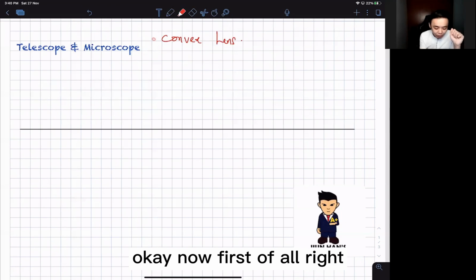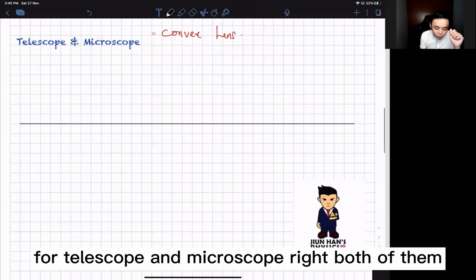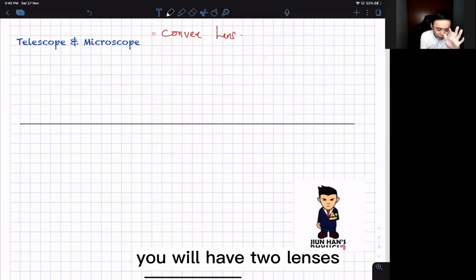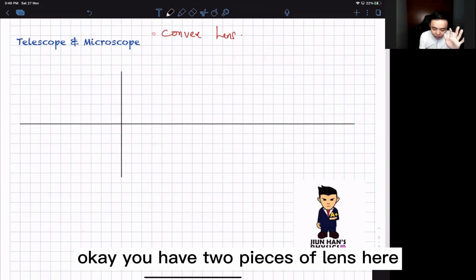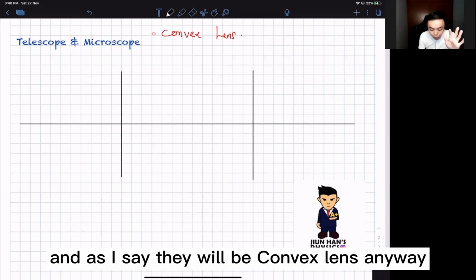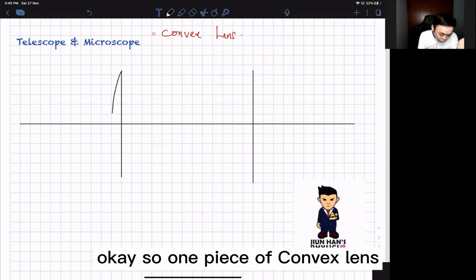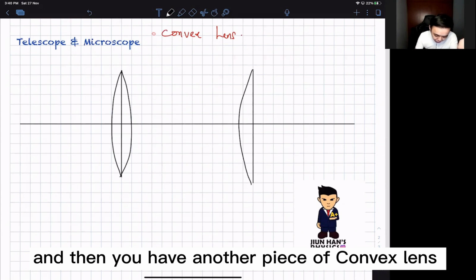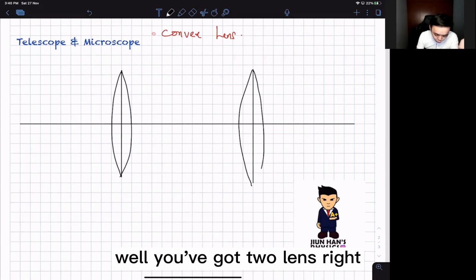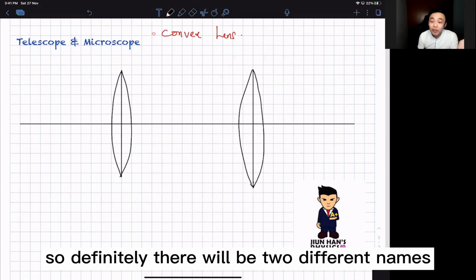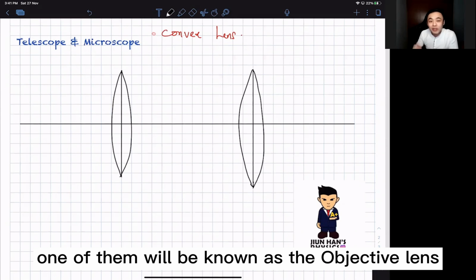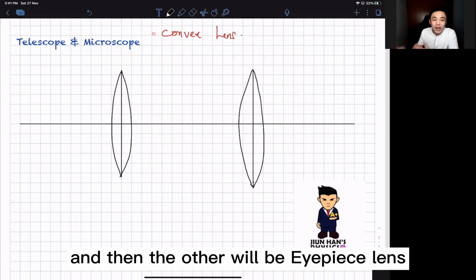Now, for both telescope and microscope, you will have two lenses. As I said, they will be convex lenses anyway. So one piece of convex lens, and then another piece of convex lens over here. Since you have two lenses, there will be two different names. One of them is known as the objective lens, and the other is the eyepiece lens.